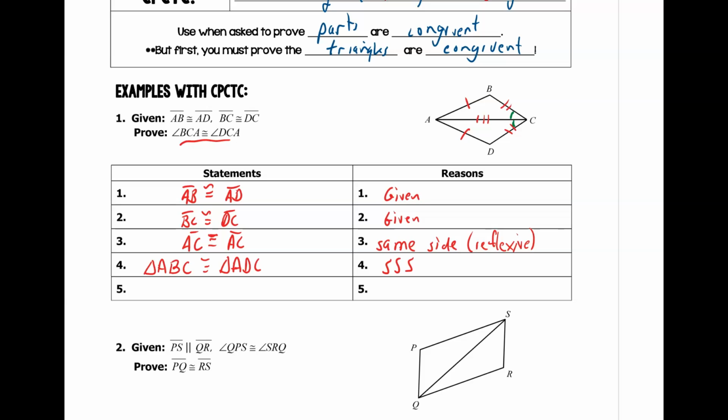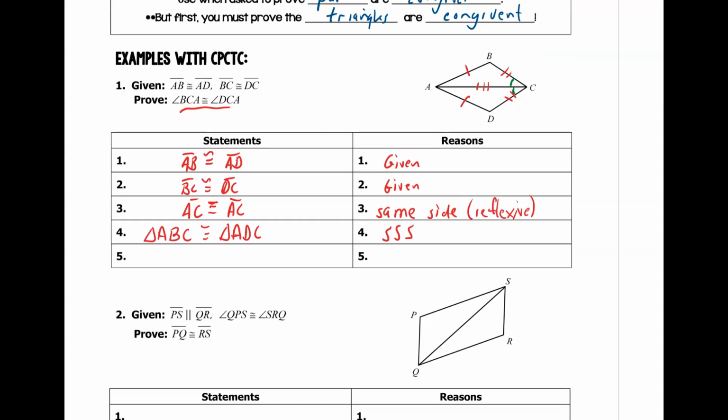So because the triangles are congruent, we know that the corresponding parts are congruent. Another place you can see that is right here. The C's are in the same spot corresponding in the statement. So that enables us to say that those two parts are congruent, and that's what we want to prove. So now we can say our final step, angle BCA is congruent to angle DCA. And why are they congruent? Because of CPCTC.